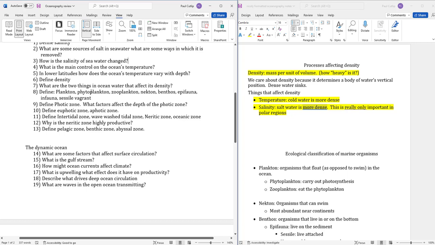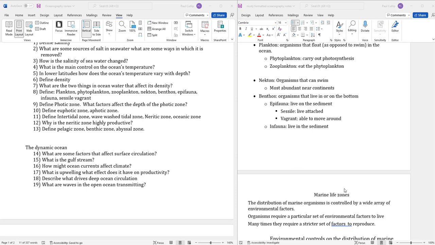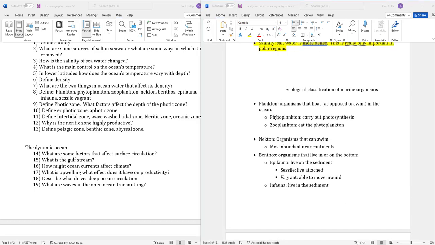And then we have a slew of definitions here that are related to our classification scheme for organisms. It is an ecological classification scheme, and here it is, right? And so let me make sure I got all of it. I do. Here it is right here. So let me highlight it.